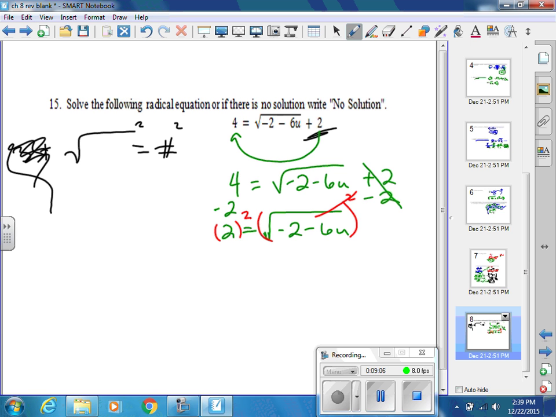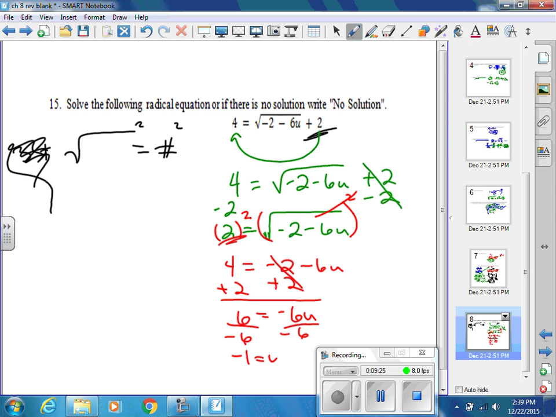Remember, the squares cancel that out. This becomes over here 4. And I have minus 2 minus 6u. Now I just go ahead and start solving. Easy stuff. Plus the 2, plus the 2. I get 6 is equal to minus 6u. I divide by negative 6. And I get negative 1 is equal to u. I'm going to go ahead and circle it, but we're going to go see if that works.